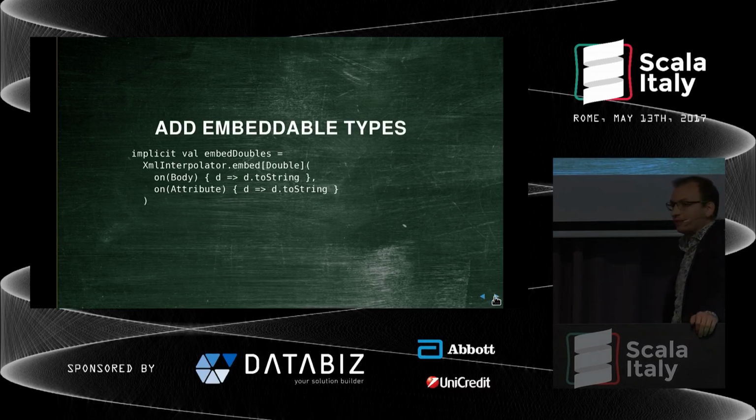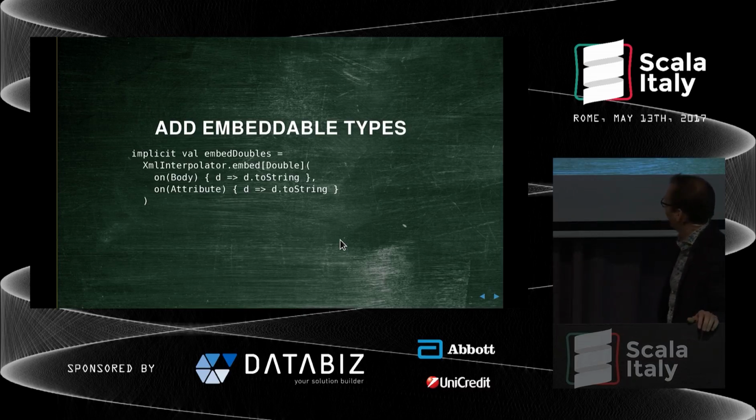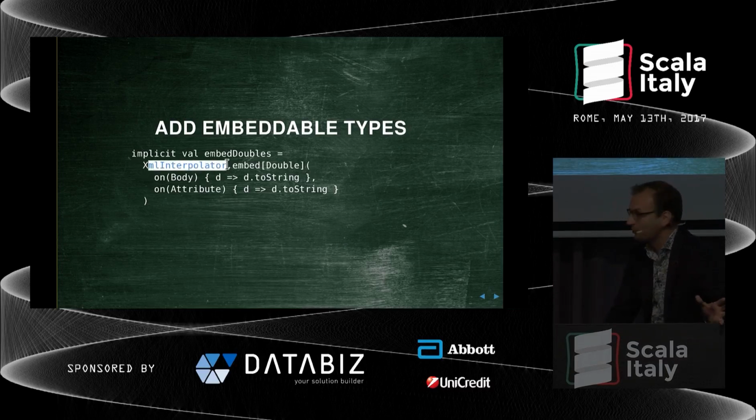Additionally, we might want to embed different types. Now, the examples I showed you were all strings. Nothing exciting about strings. And in fact, nothing exciting about doubles, really. But double here is just one example. It could be your own favorite type that you're using everywhere that you want to substitute in certain positions. And Contextual provides this syntax to allow you to extend what you can substitute into an interpolated string. The syntax is we take our object representing the interpolator, and we call embed, giving it the type that we want to be able to substitute.